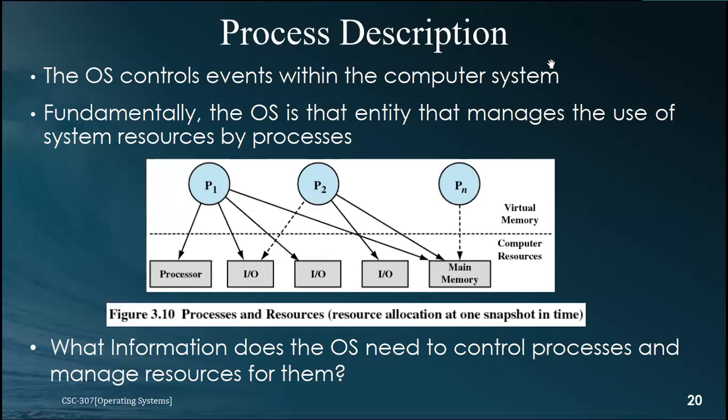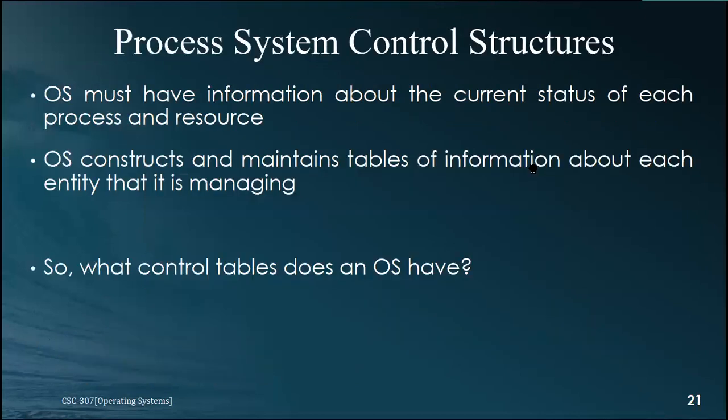So the operating system actually needs a structure so that it can keep track of all the processes that are being used, which resource each is using, which state it is in, and so on. That's why the operating system uses a control structure named the process control structure.